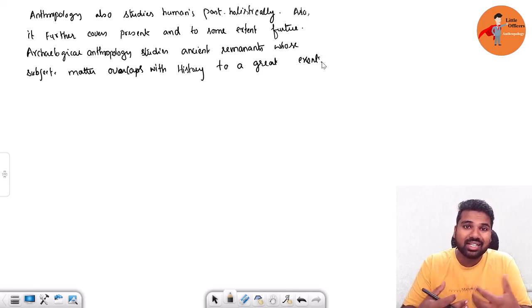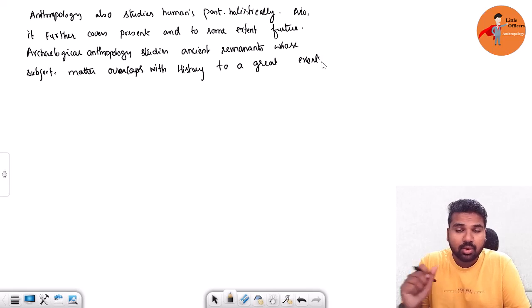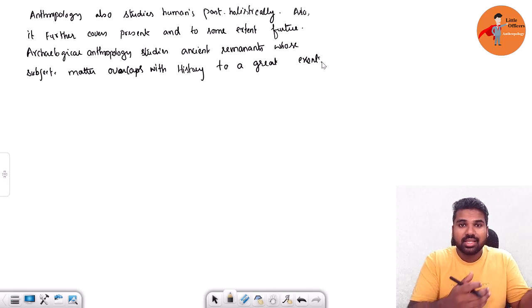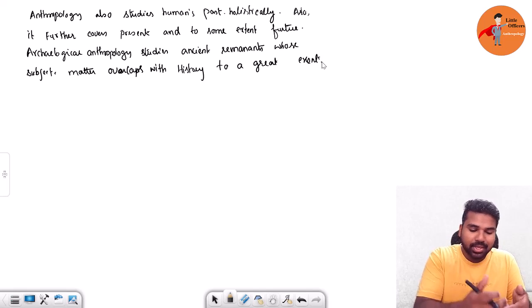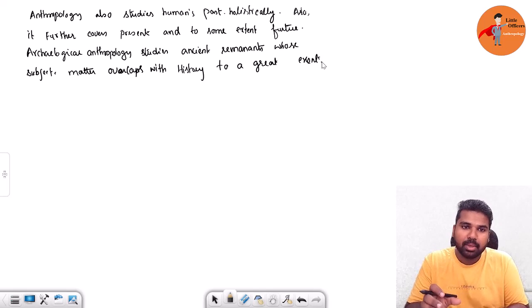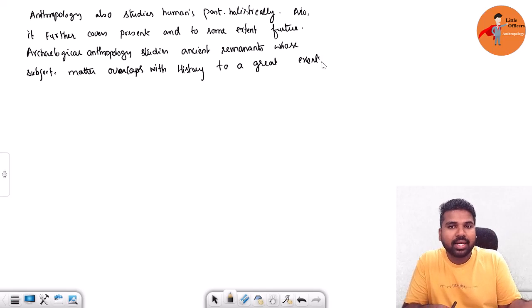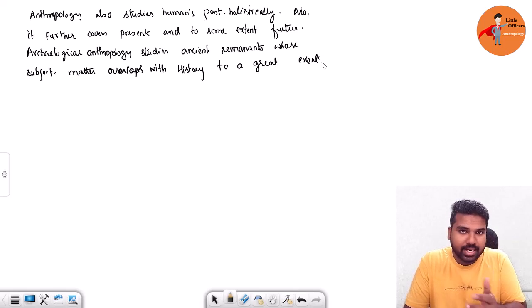So then we start reconstructing that. This reconstruction is done by archaeological anthropology as well as history. What does history do? History also takes all these chronological facts, starts putting them in line, making a reconstruction of this history, what happened after what, connecting those dots. So both of them have the same subject matter and it overlaps to a great extent. That is what we have seen now. So this is the connector.